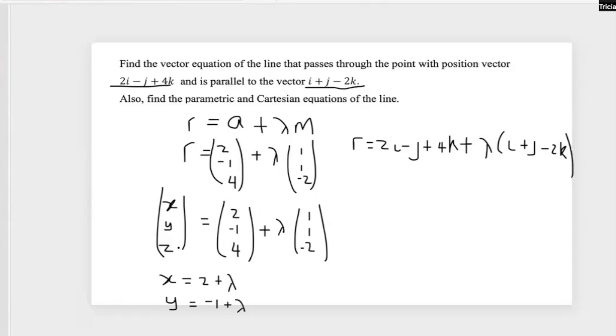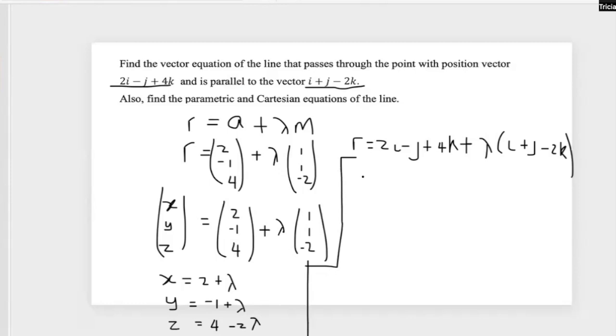And then the third parametric equation is z equal 4 minus 2 lambda, and it's minus 2 lambda because we have a negative 2 at the end. So that's why we have minus 2 lambda. So all these three become the parametric equation. The third is the Cartesian equation, where it's in terms of x, y, and z.